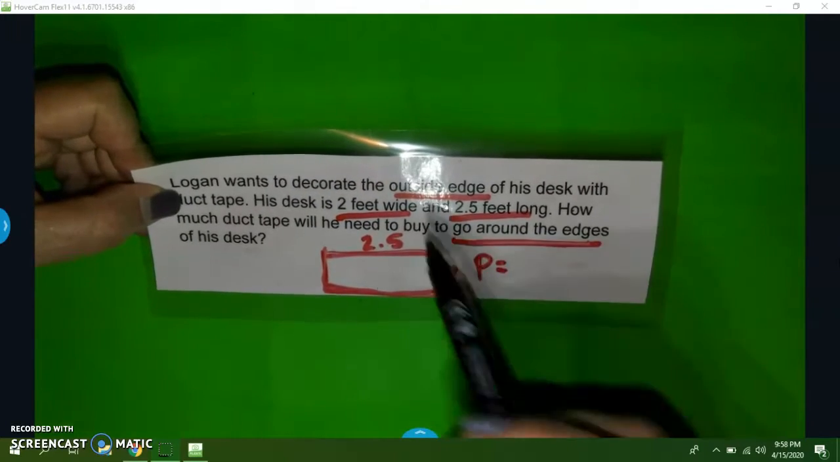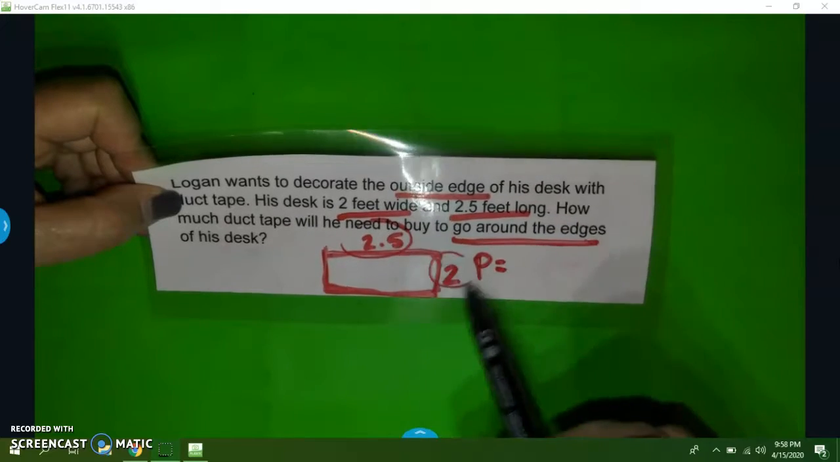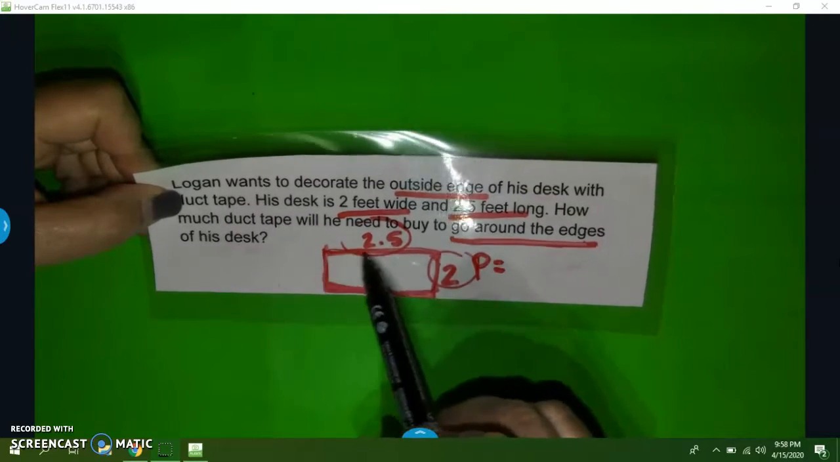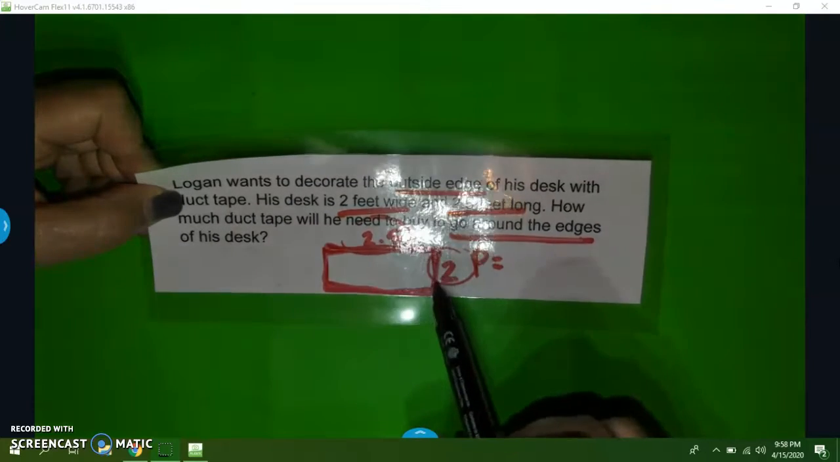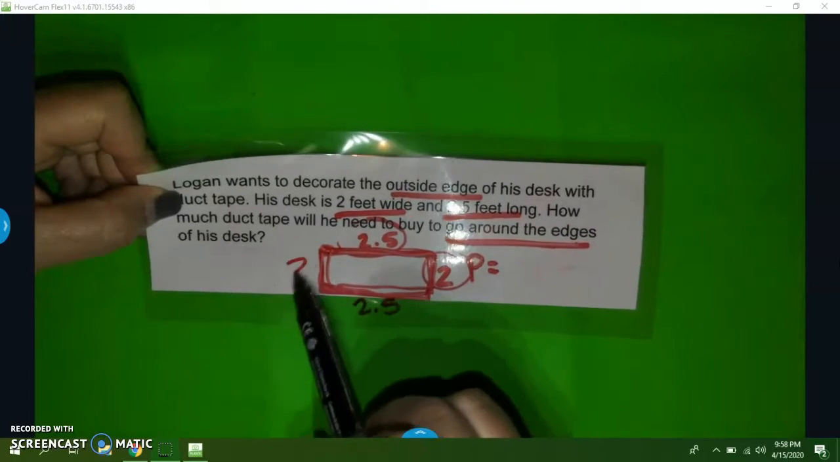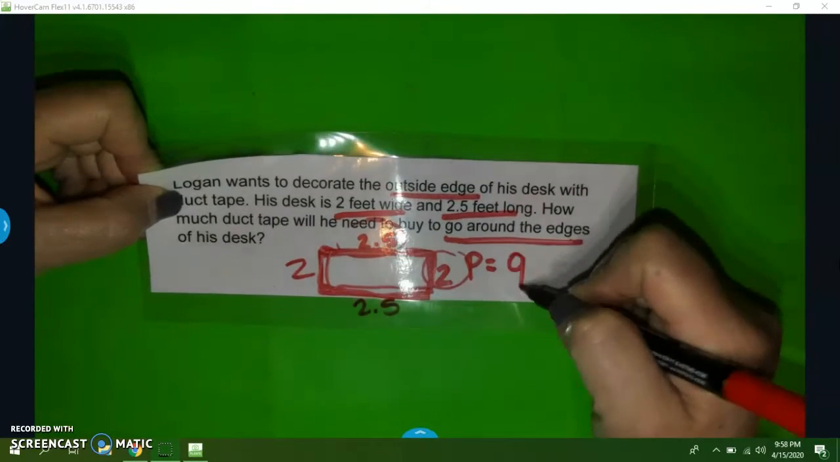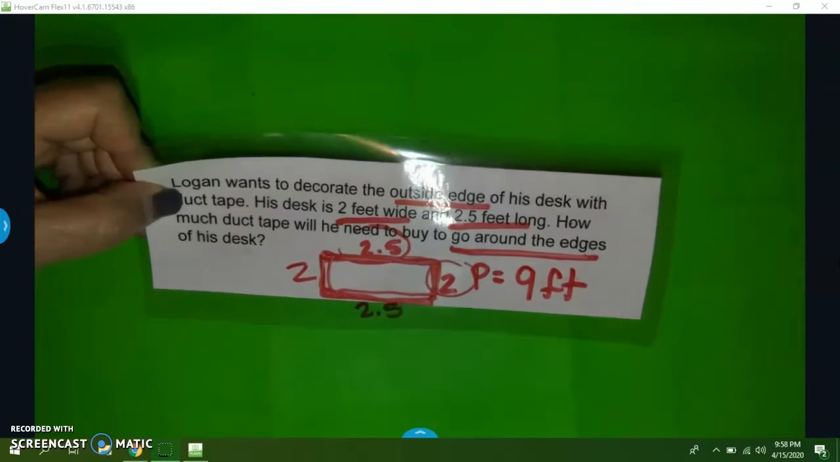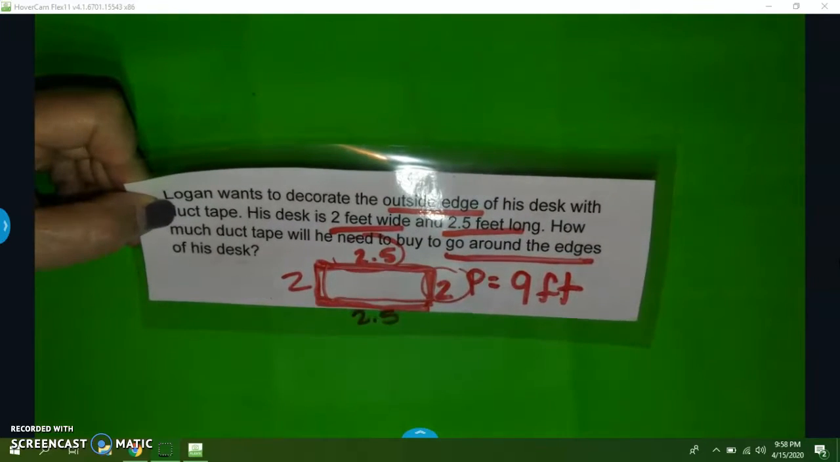Now, something that a lot of 5th graders get tricked on here is that they only add the 2.5 and 2. But if you do that, you've only put duct tape around half the desk. If you want to go all the way around, you need to fill in the missing sides, which would give you a total perimeter of 9 feet if you add up all those edges.